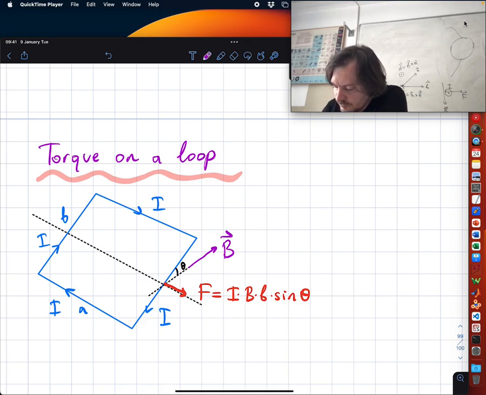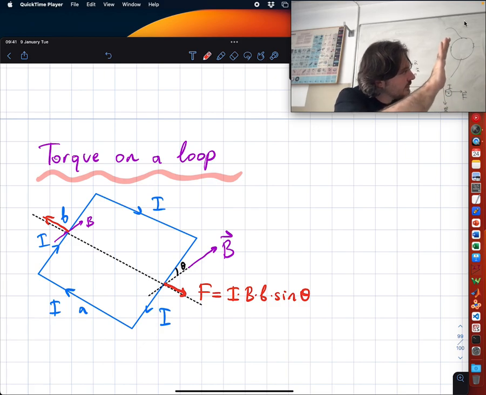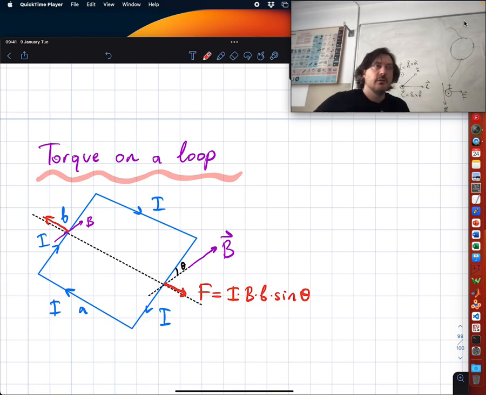Same magnitude, opposite direction. Does everyone agree? That's easier to show. I goes like this, B goes like this, F goes like this. Did you manage to do it? Can you show it again? Sure.